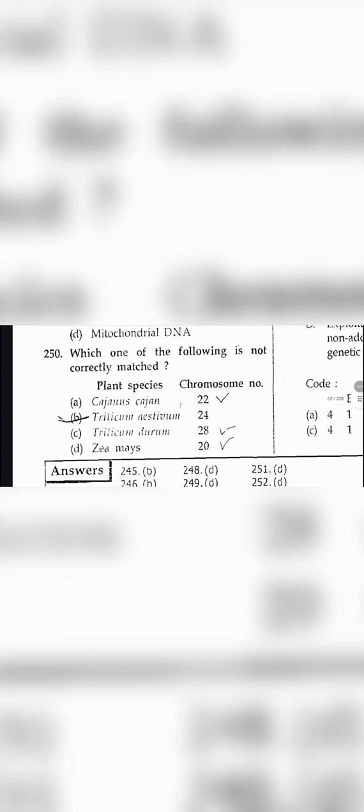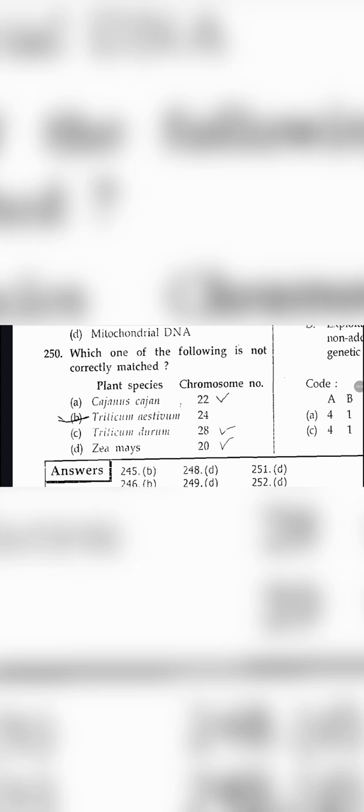Question number 247. Which of the following mutagens is non-ionizing? Absolutely, it's UV rays. Question number 248. Which of the following pairs is not correctly matched? That is option D, pearl millet, protogynous and protandrous. Question number 249. The factor responsible for the cytoplasmic male sterility in the plants is located in option D, mitochondrial DNA. Question number 250. Which of the following is not correctly matched? That is option B, Triticum aestivum.